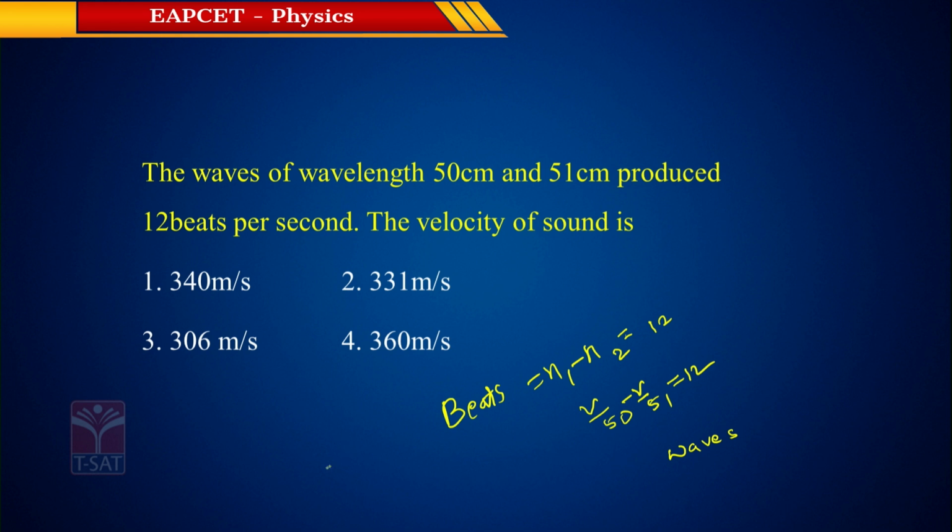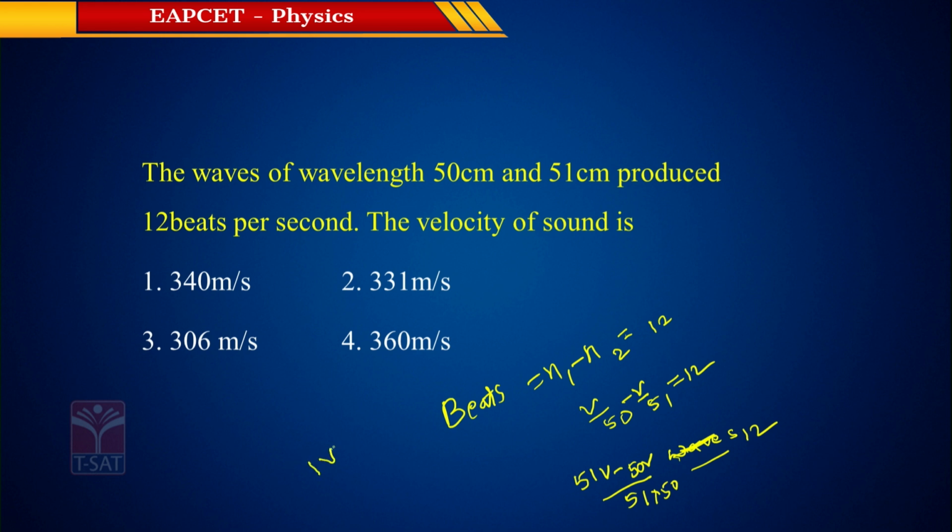Therefore, what is the value? See that: 51V minus 50V by 51 into 50 is equal to 12. 51V minus 50V, how much children?